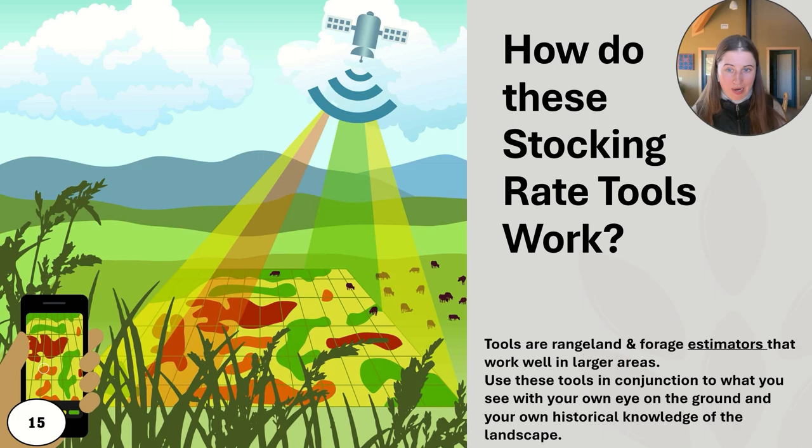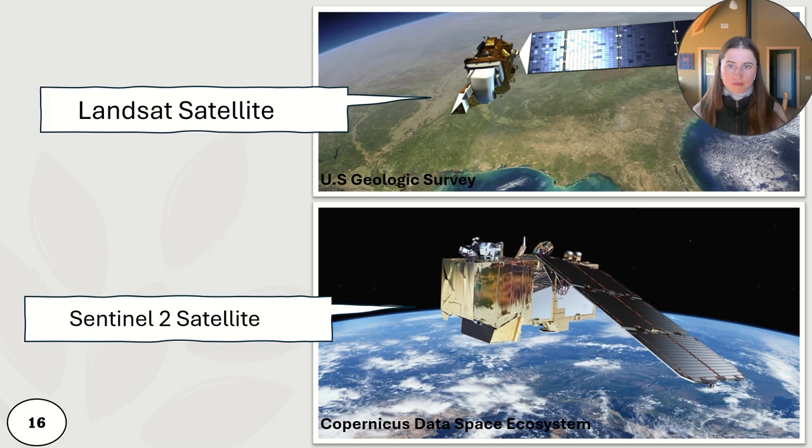predictive grass map. So these stocking tools are based on computer models built on good science, and it's important to follow some guiding principles for interpreting the modeled maps because the tools might not be 100% accurate to what's on the ground. You can really think of it like a predicted weather report. These tools are rangeland and forage estimators that work best in large landscapes. And these tools are most successful when they are used in conjunction with what you see with your own eye on the ground and your historical knowledge of the landscape.